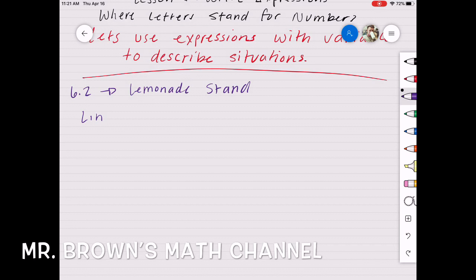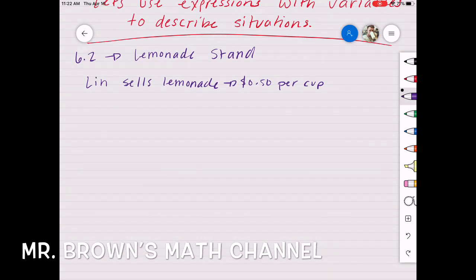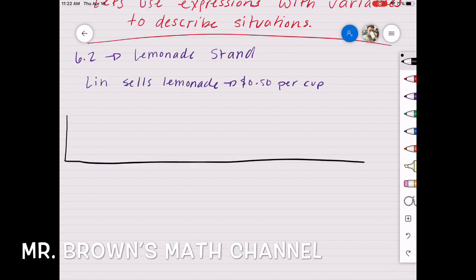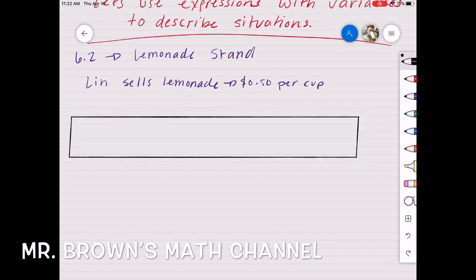While I am drawing out and writing up the rest of this stuff, we're going to be completing a table to show how much money she would collect if she sold each number of cups. And then I made an extra spot in our table for B, which is asking how many cups did she sell if she collected $127.50. So what we're going to start off with is filling out this table: lemonade sold, number of cups, and then money collected, dollars.